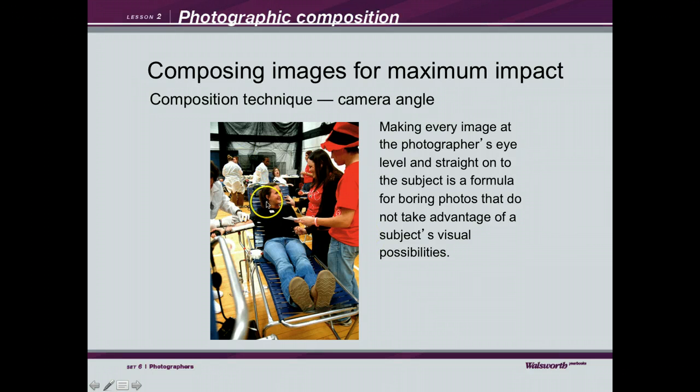Is the center of interest the young lady giving blood? Or is the center of interest the other two students here in the red that are helping to just keep her relaxed and keep her calm during the blood donation process?